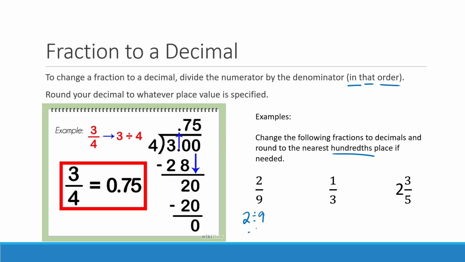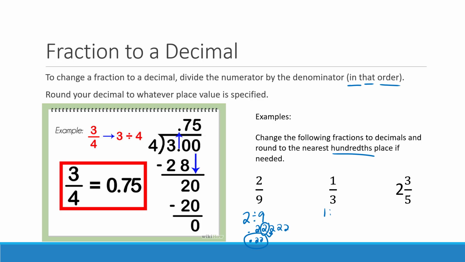Now notice it says round to the hundredths place. So if this is your decimal, it's going to go on forever here. And I'm asked to round to the hundredths place. Look at the number behind it. It's a 2 behind it, so I know this is just going to round to 0.22.